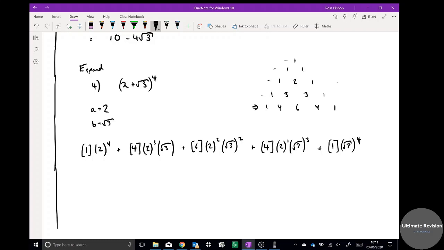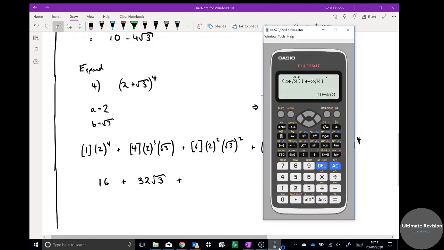But we do need to simplify this a little bit. So the first term, 2 to the power of 4, well, that's going to be 16. Second term, we've got 8 times 4 there, 32 root 3. Third term, we've got root 3 squared, which is 3. 3 times this, so we've got 18 times 4. 18 times 4, I'm going to be very lazy.